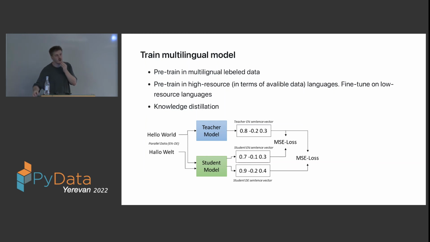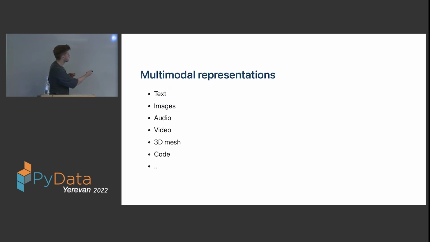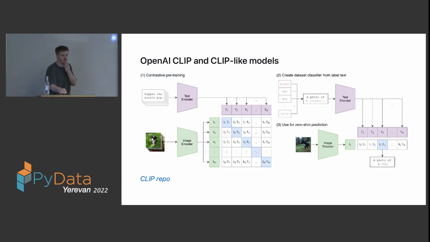So the CLIP architecture that you described only allows, as far as I understand, 2 or 3 modalities, right? Do we have any architectures that scale well with more modalities?